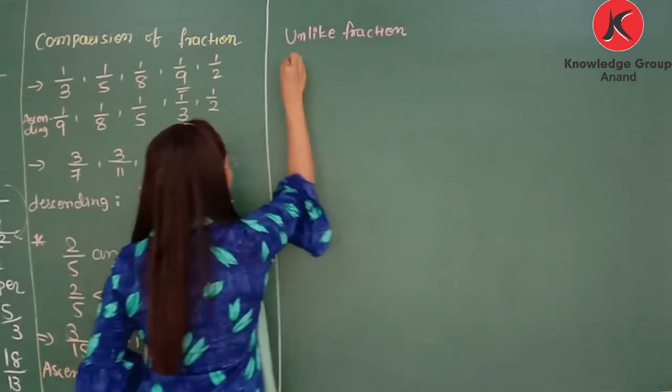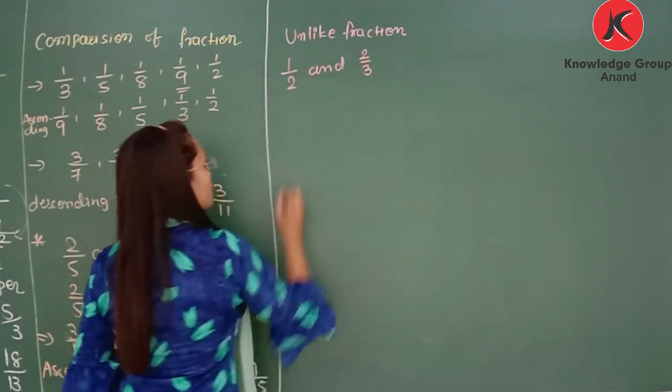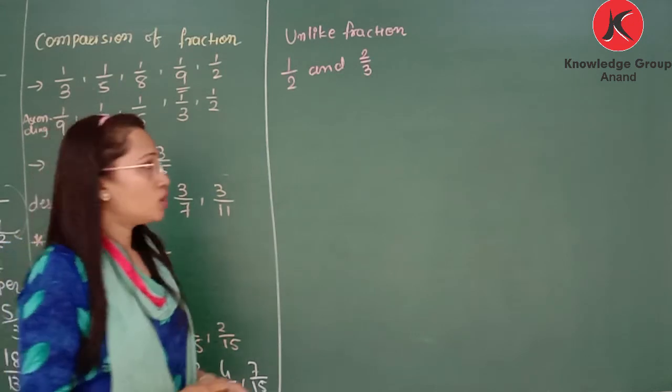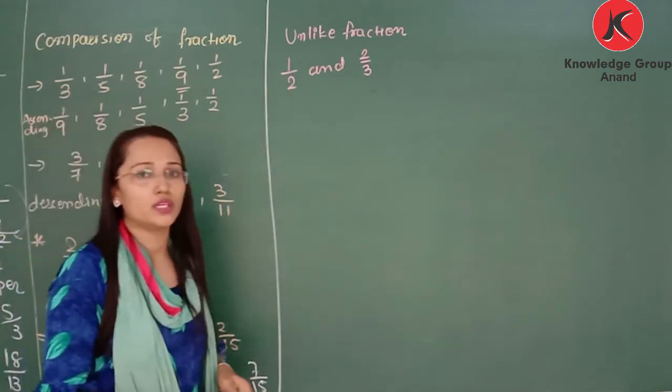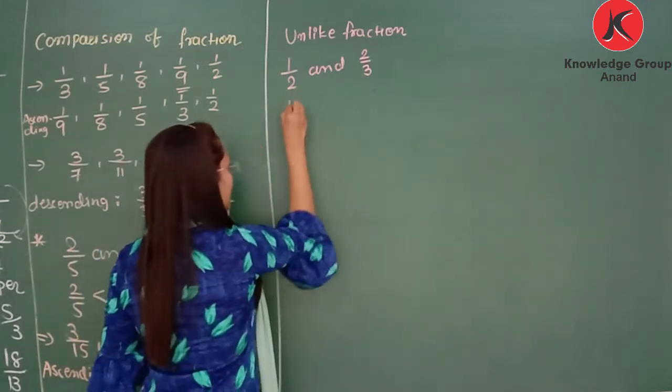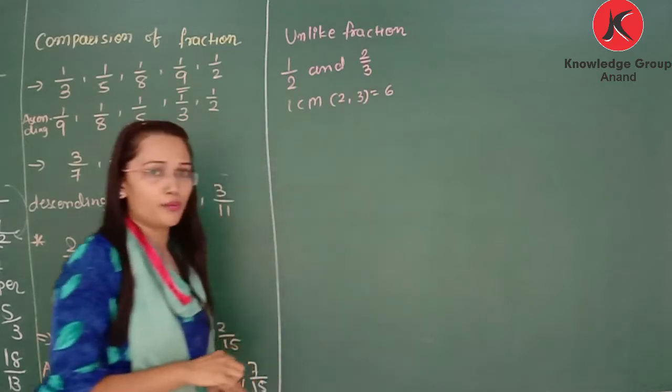For example, we need to compare 1 by 2 and 2 by 3. So these are the unlike fractions. Here, first of all, take the LCM of 2 and 3 to make the denominator same. So the LCM of 2 and 3 will be 6. You can find the LCM.